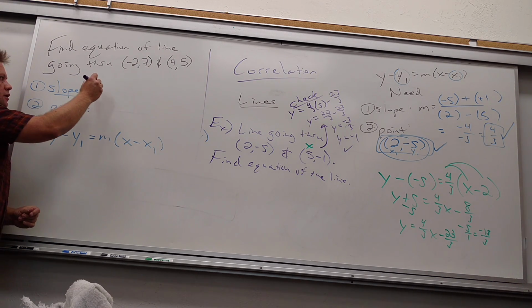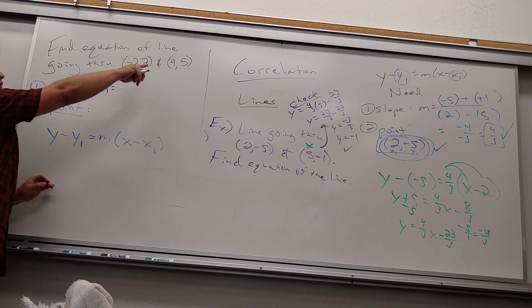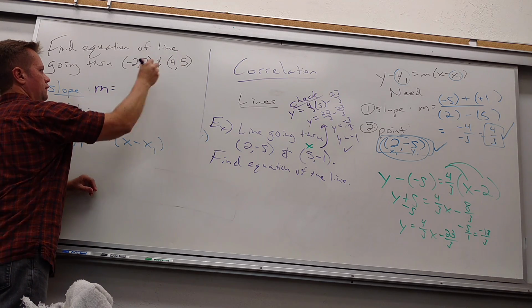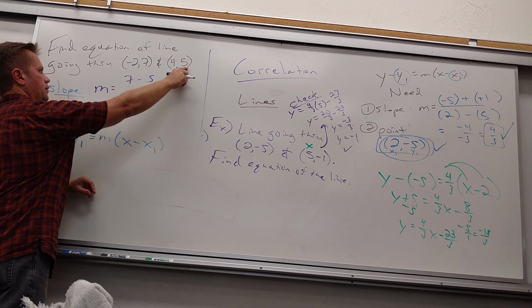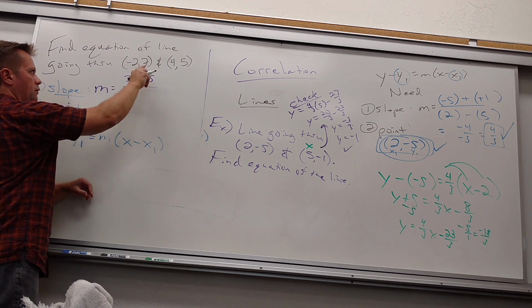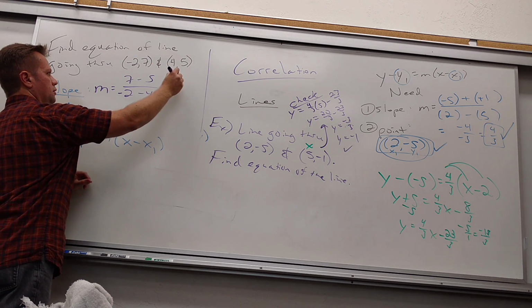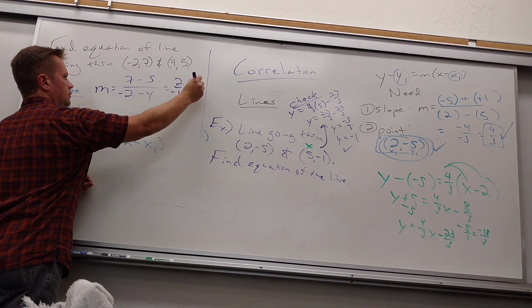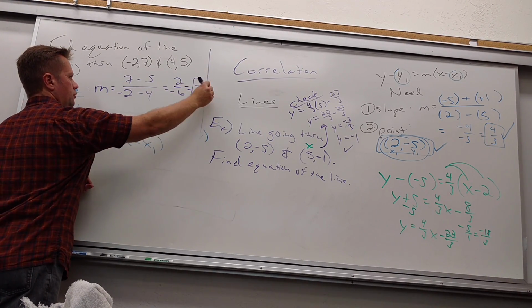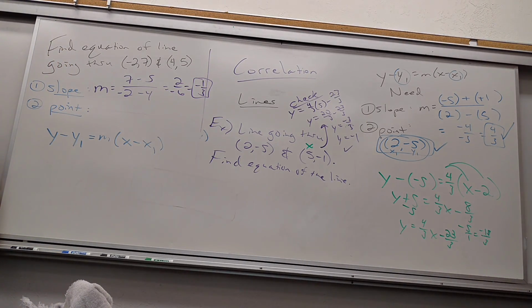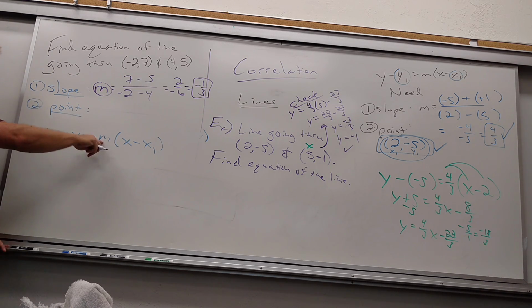I guess let me catch up to you. The slope, so you could do 7 minus 5, the difference in the y's. And now you go the same way with the x's, negative 2 minus 4. So I get 2 over negative 6, which is negative 1/3. So that's going to be my m. So I got my m value.